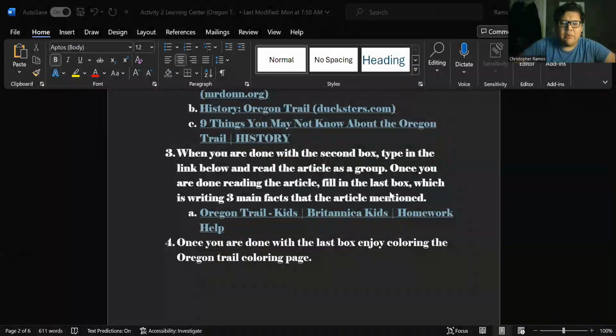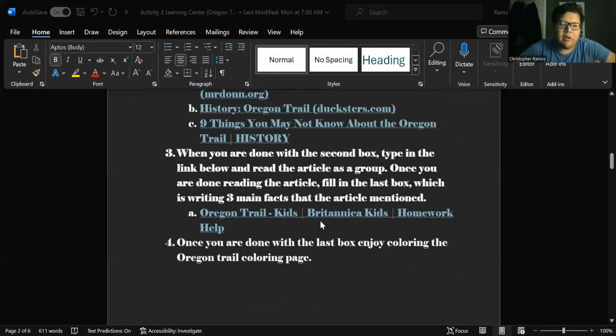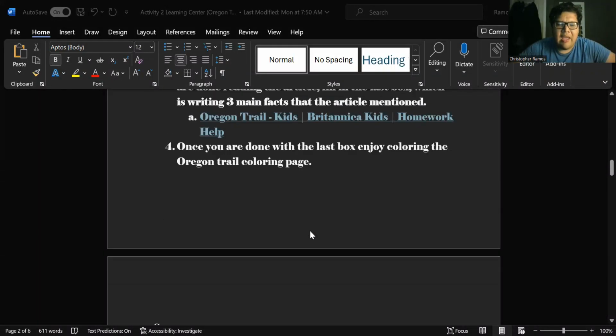So the guided notes are going to have the last box, which is the third one. The last box of the graphic organizer is going to say, list three main idea facts of what the article talked about. That's a great way to assess what they read and what they learned about the article. And so that's for that.